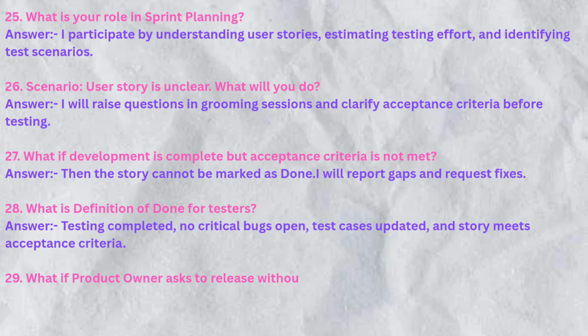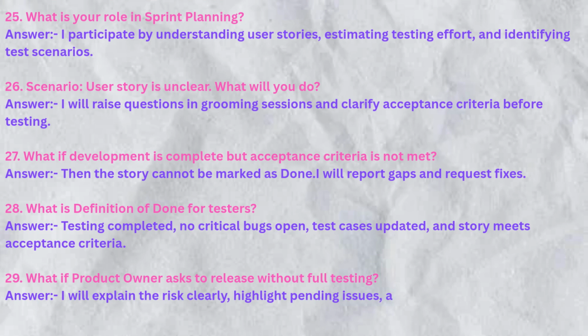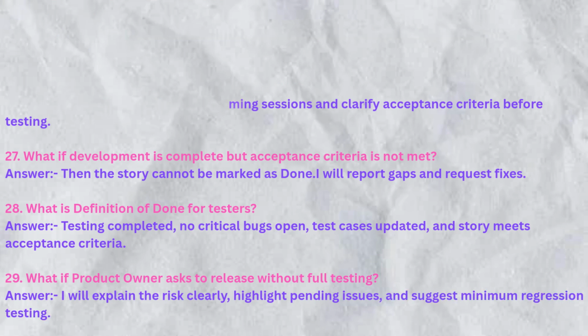Question 29. What if product owner asks to release without full testing? Answer. I will explain the risk clearly, highlight pending issues, and suggest minimum regression testing. Question 30. How do you handle multiple stories in one sprint? Answer. By prioritizing based on business impact, planning test execution, and maintaining proper tracking.